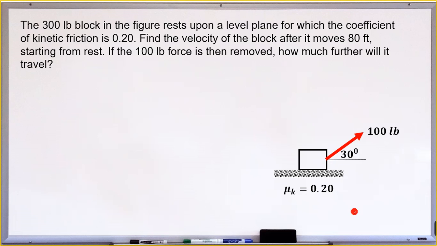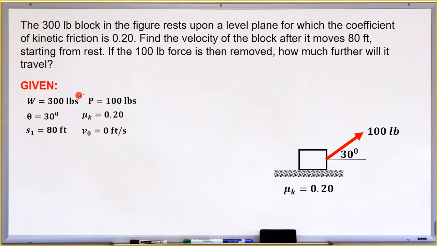Okay? So again, if there is a problem, write the given. We have the weight of the block, 300 pounds, the applied force, 100 pounds, the angle between the applied force and the horizontal axis is 30 degrees, and the kinetic friction coefficient is 0.2. Then we have an initial displacement S1 of 80 feet, and since the problem states starting from rest, the initial velocity of our block is equal to 0 feet per second.